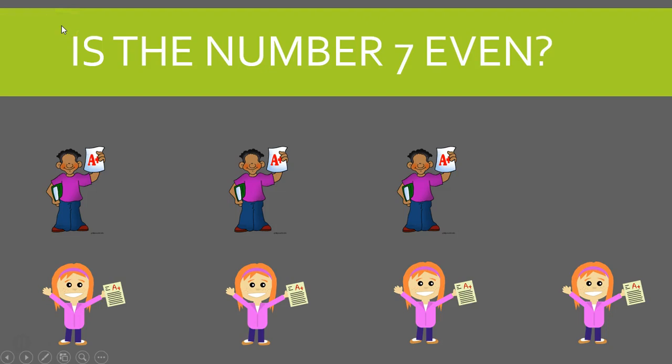All right. Another way to figure out if a number is even is if everybody has a partner. So I have some students here, and we need to figure out if 7 is an even number. So let's say we have a group of 7 students, and we need to partner them up to find out if 7 is even. So I have 3 boys, and I have 4 girls here. It looks like these two have a partner, these two have a partner, these two have a partner, but this little girl over here, she does not have a partner.